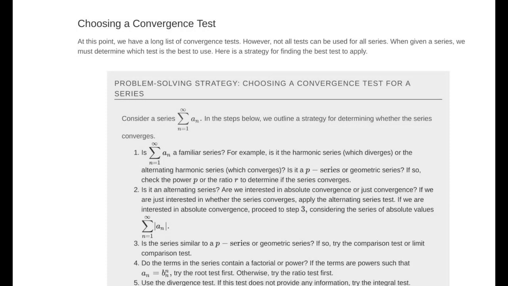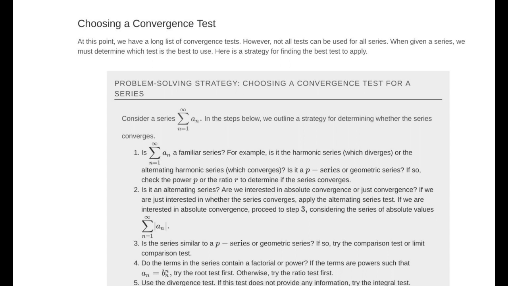Choosing a convergence test. Now, this is actually from OpenStax Calculus Volume 2. This is actually from the tail end of Section 5.6. And it's a good idea to think about the process, the strategy behind choosing a convergence test.